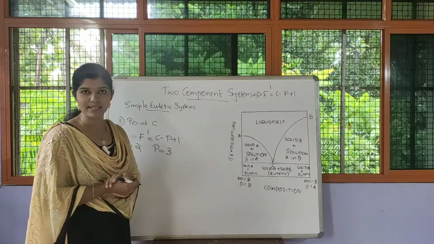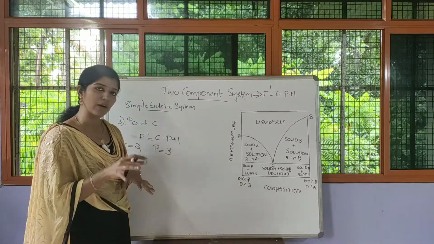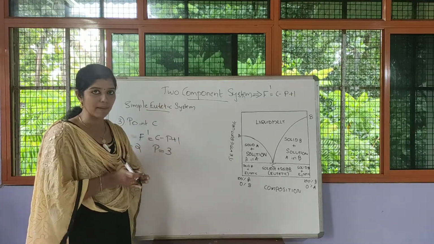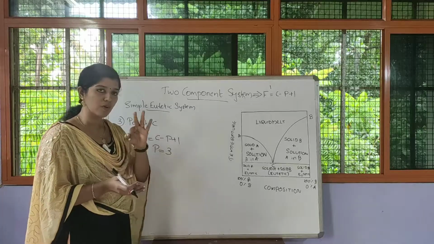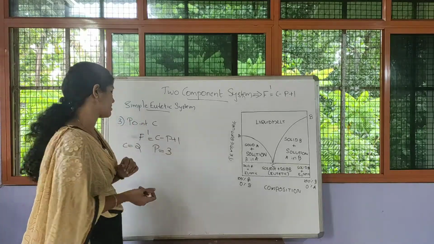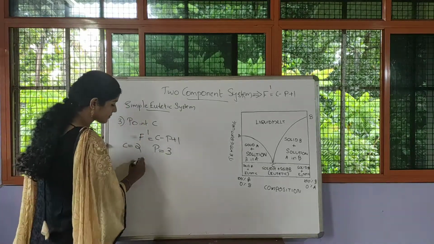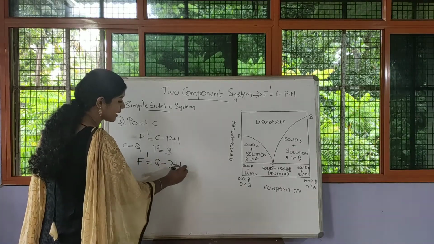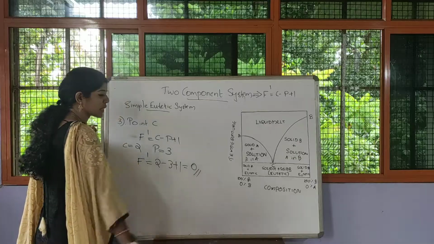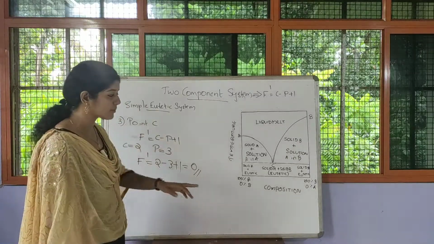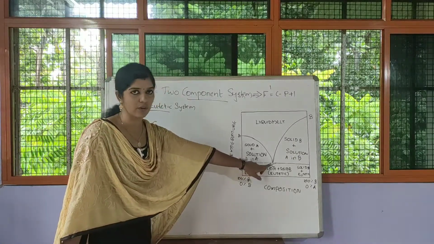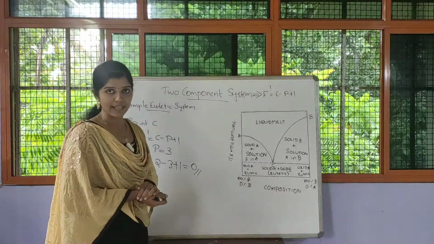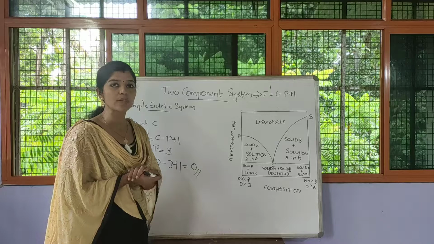Solid A will exist as a separate phase, solid B will exist as a separate phase, and the solution of A and B will exist as a separate phase. So we will have totally 3 phases. Now, apply: F dash will be equal to 2 minus 3 plus 1 and our value will be 0. So we can say that at the temperature C, or at the point C, our system is invariant because F dash is equal to 0.